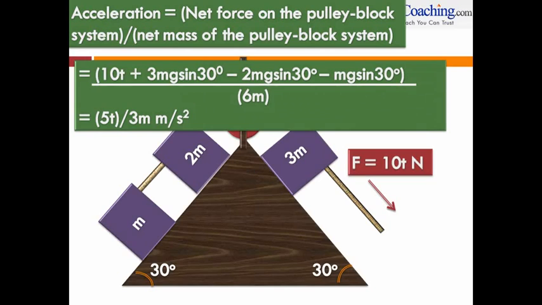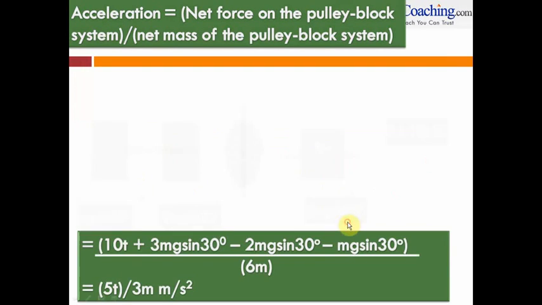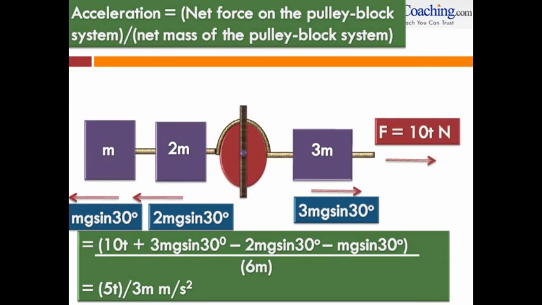If this sounds complicated, I'll explain it once again. You see, we stretch the string up like this, isn't it? When we do that, we look at the net weight with which each of the masses is pulling the system either towards the left or towards the right. The net force towards the right is F equal to 10t plus 3mg sin 30 degrees, and the net force towards the left is 2mg sin 30 degrees plus mg sin 30 degrees. Note that we have only taken the component of the weight that is along the plane, because that is the component which is pulling the masses down the plane or up the plane.